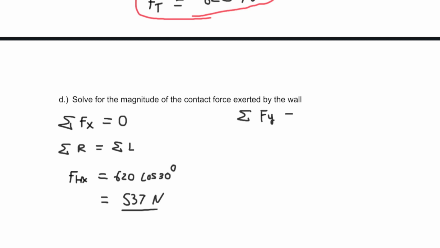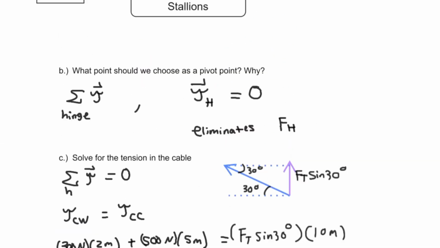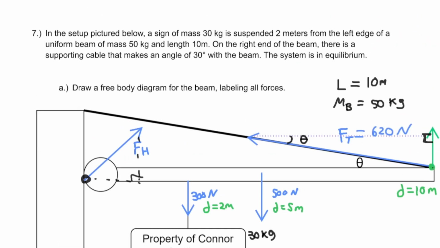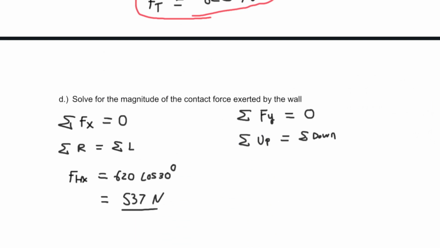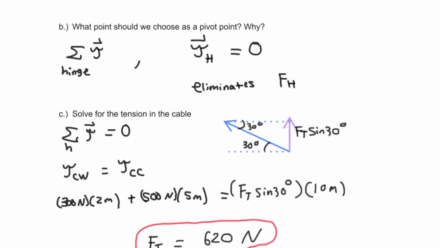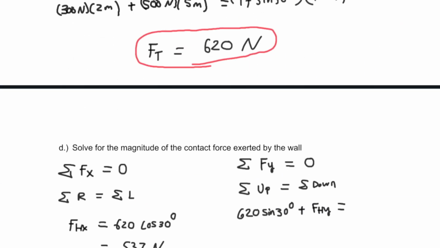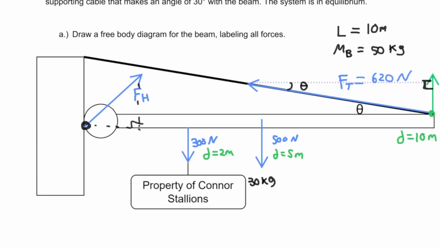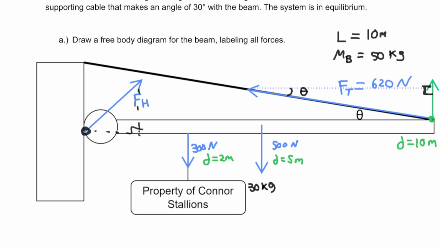Now we got to play the game again, but in the y direction. So we know the sum of the up forces is equal to the sum of the down forces. So the upward forces in our diagram, we have part of tension and the hinge force. So we have 620 sine of 30 degrees plus the hinge force in the y direction equals all of the forces acting down, which is 300 newtons and 500 newtons. Because again, we have two different weight forces acting down, so both of them combine.